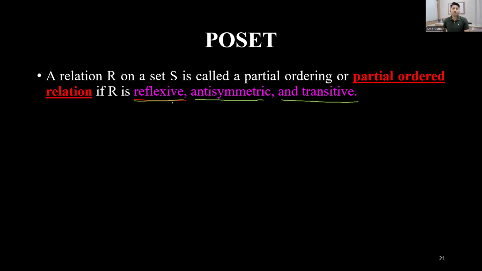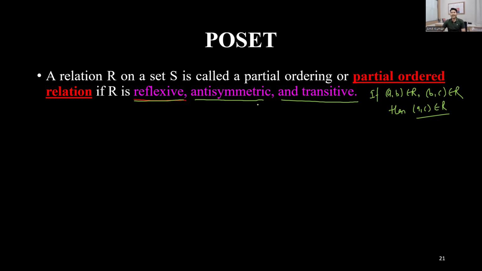Now, just recalling what a reflexive relation is: a relation is called reflexive if every element is related to itself. For every a from the set, (a, a) belongs to R. What is a transitive relation? A relation is called transitive if whenever (a, b) belongs to R and (b, c) belongs to R, then (a, c) must belong to R. If this condition is satisfied, we call the relation transitive.